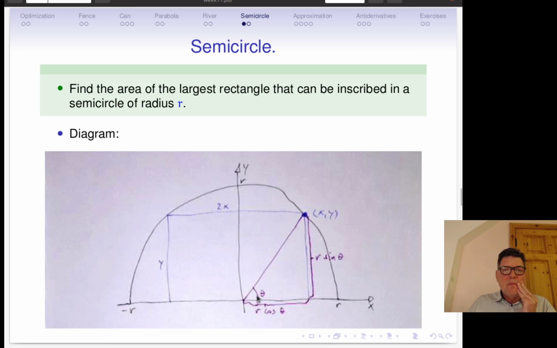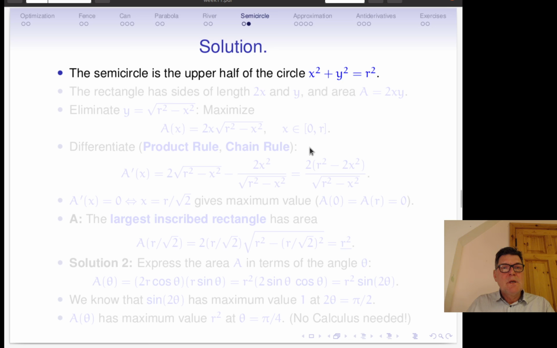And with that angle I can express x as r times cosine theta and y as r times sine theta. You never know, that might be useful. Dealing with points on a circle, polar coordinates is an alternative way to describe them. So we've chosen to represent this semicircle as the upper half of the circle with the equation x squared plus y squared equals r squared.